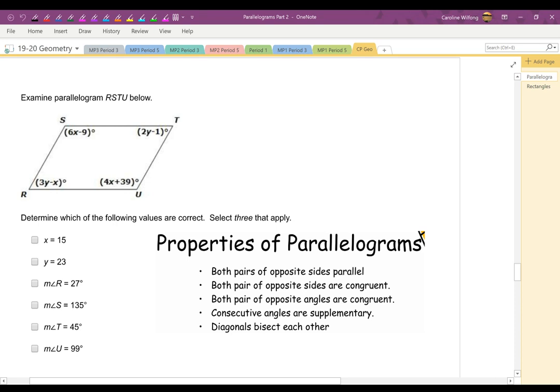All right, here we are with question number 7 of properties of parallelograms, part 2. And we're going to go over the first two properties of parallelograms, which has to do with sides. So both pairs of opposite sides are parallel, and both pairs of opposite sides are congruent in a parallelogram. But if you look at the figure, you notice that we're not dealing with sides, we are dealing with angles.